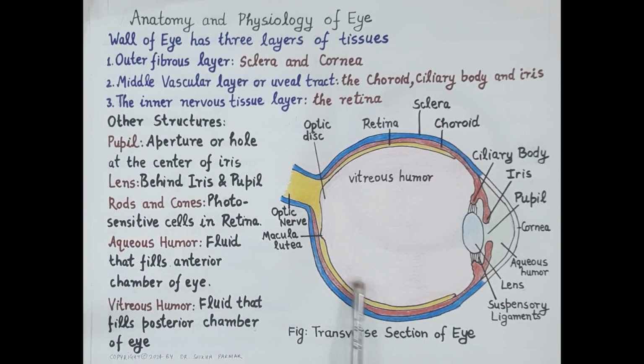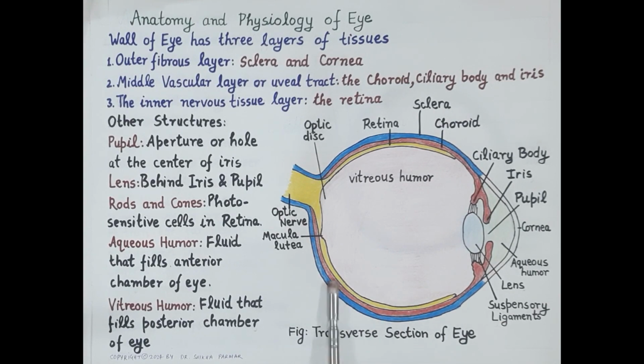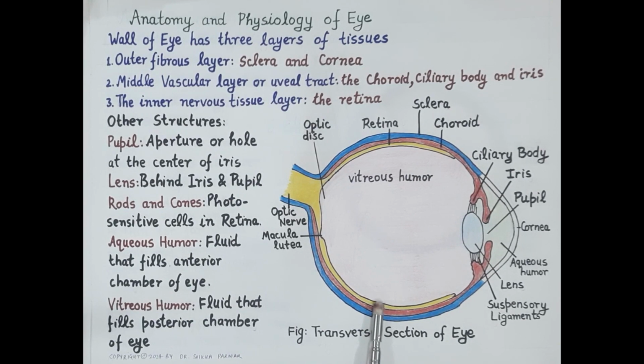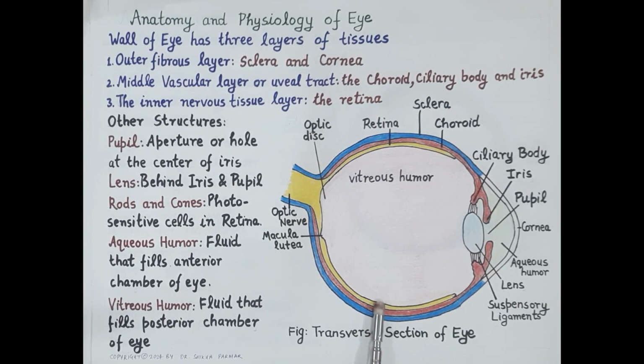This is the retina. The retina is the innermost layer of the wall of the eye, shown here in yellow color. Now, this retina is composed of nerve cells, and it is also composed of light sensitive cells, or the photosensitive cells known as the rods and the cones. Rods and cones contain photosensitive pigment.